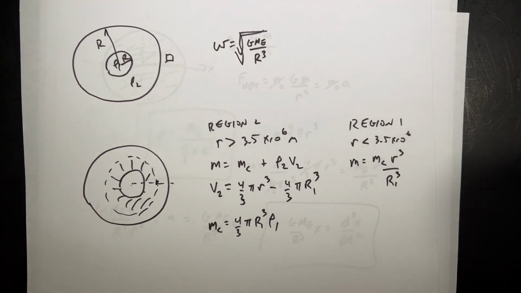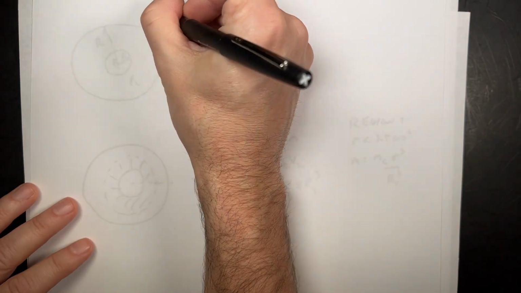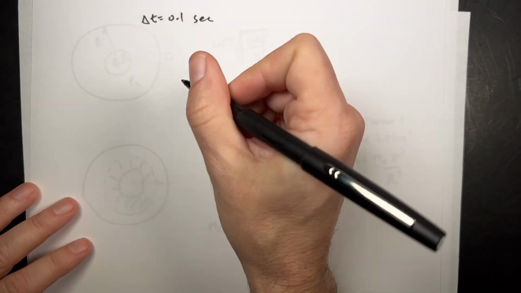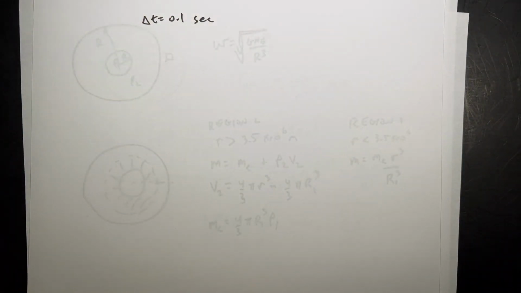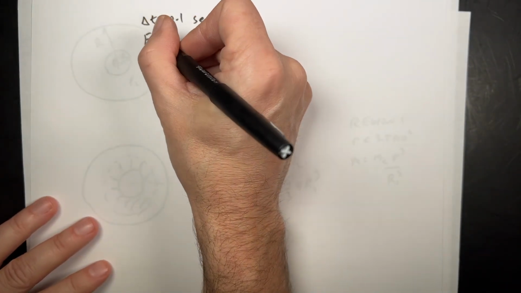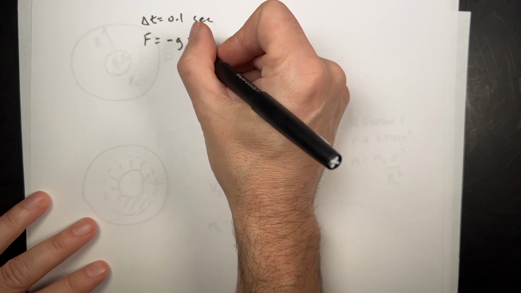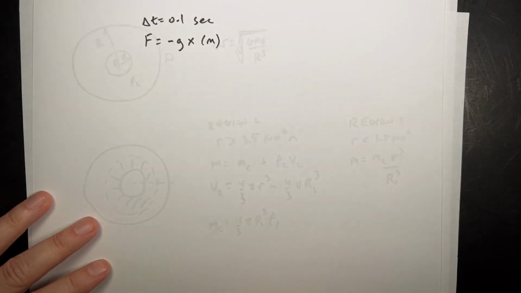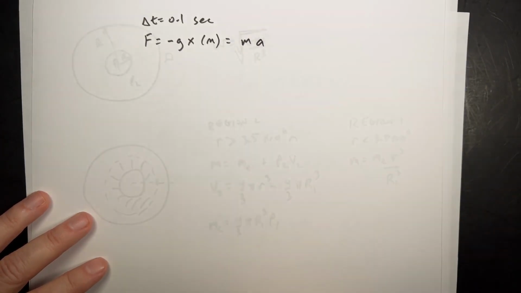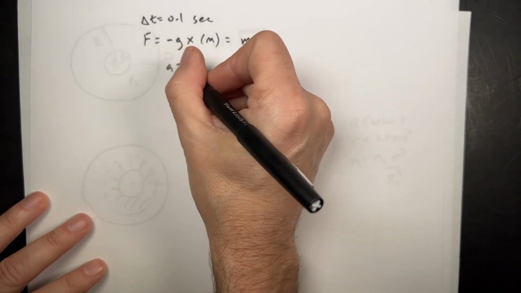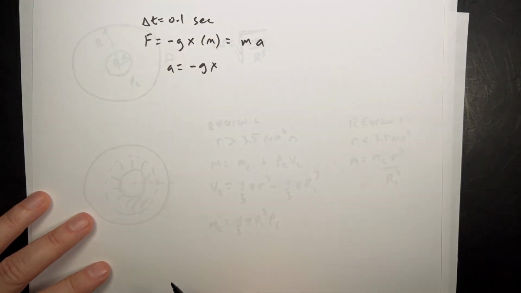Now, how do we model the motion? So what we're going to do is break it into small time steps. I'm going to break it into delta t of 0.1 seconds. During that time, I can calculate the force. You don't 100% have to do this, but it just makes it easier. So the force is going to be equal to negative g x times m. I forgot the m. And that's going to be equal to m times a. So I can calculate a. a is going to be equal to negative g x, where x is the x value.